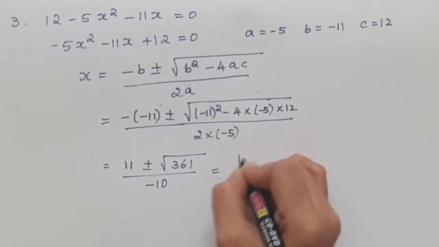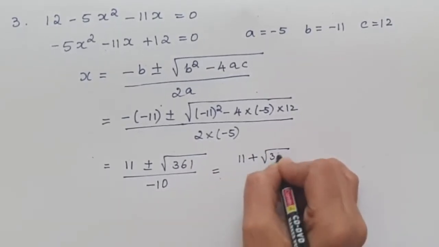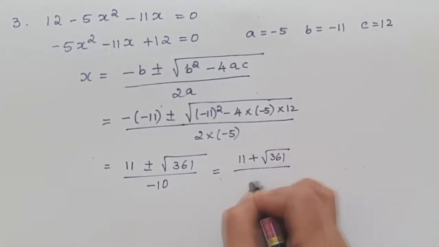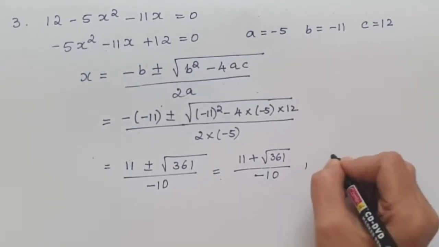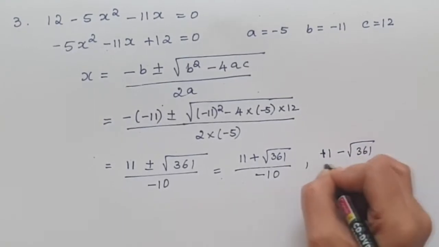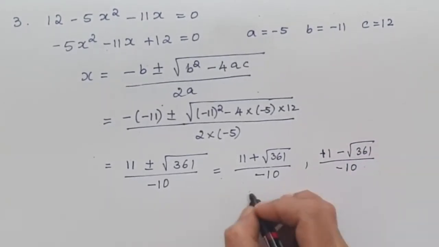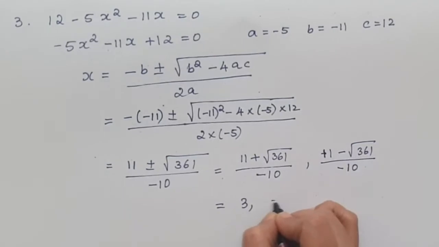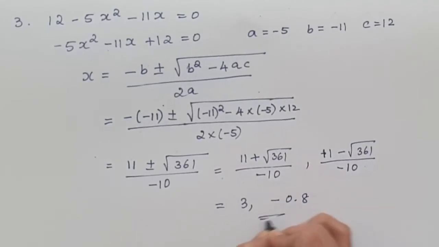So this will be 11 plus square root of 361. Get the answer for the numerator and then divide by the denominator. The same way, 11 minus square root of 361 divided by minus 10. So this answer will be 3 and this will be minus 0.8.